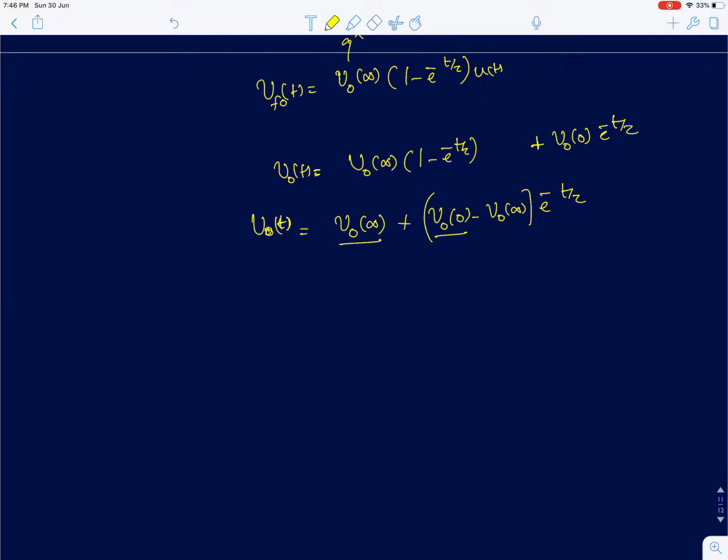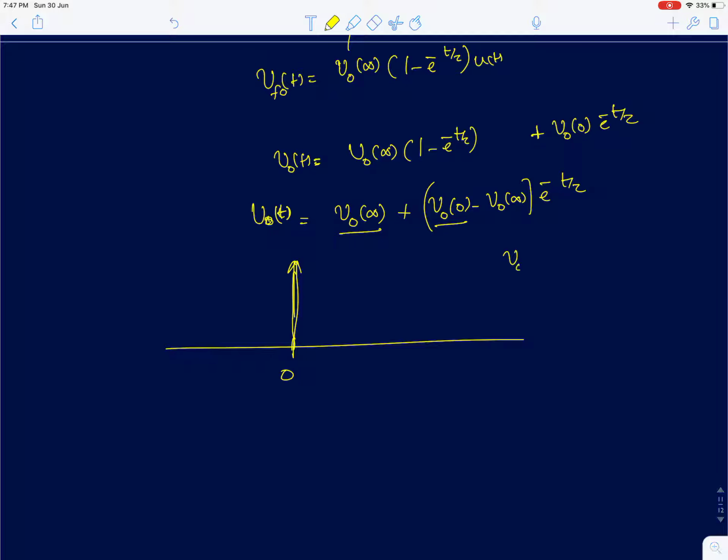It's very simple here. I'll assume the system starts at t equal to 0. I'll plot the output here, V0 of t. First, there are three possible conditions. V0 of infinity is less than V0 of 0. So your V0 of 0 is here and V0 of infinity is here.